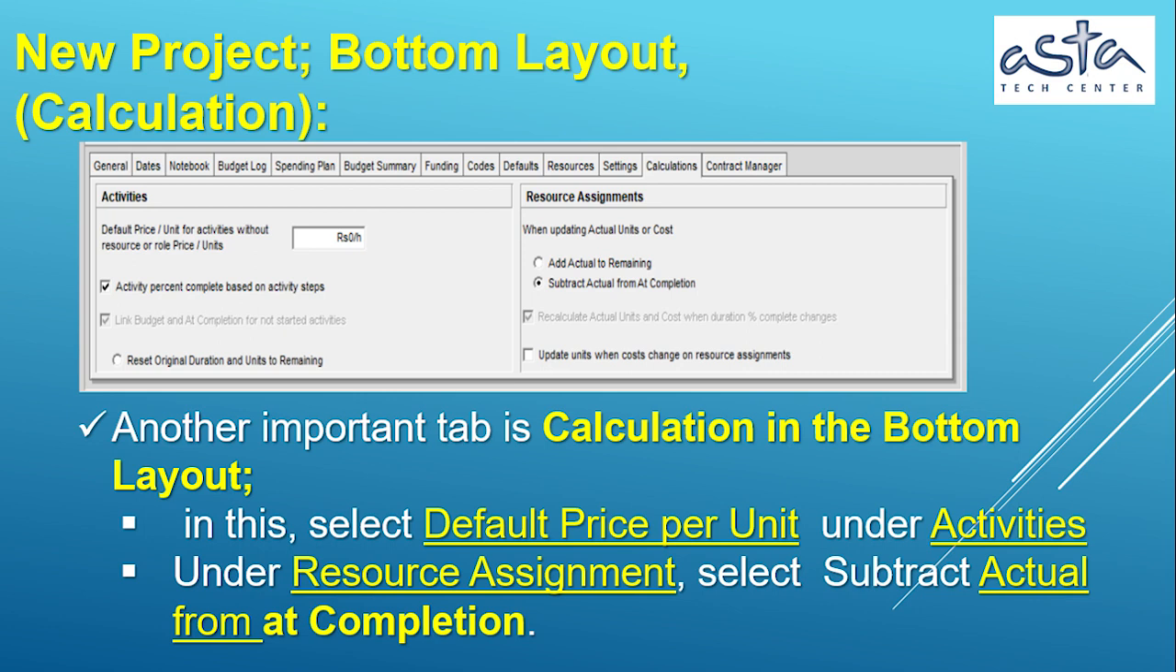New project, bottom layout, calculation tab. Another important tab is calculation. In this, select default price per unit under activities. Under resource assignment, select subtract actual from at completion.